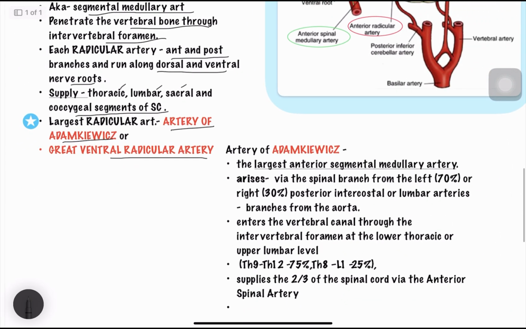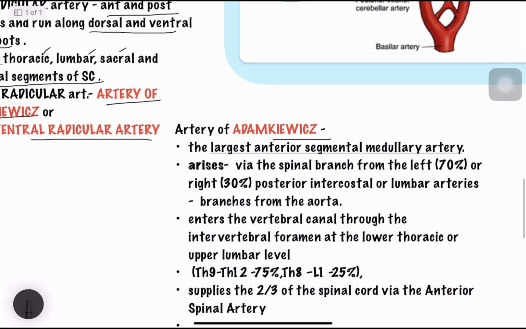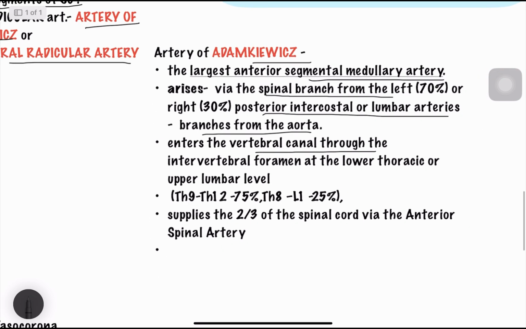Generally the Adamkiewicz artery is the largest segmental medullary artery, and in most people it arises from the left or the right spinal artery. In 30% of the population it could arise from the posterior intercostal or the lumbar arteries from the aorta, and it enters the vertebral canal through the intervertebral foramina from the lower thoracic or the upper lumbar level, which is generally T9 to T12 in most cases, and in some people it could be thoracic 8 to lumbar 1. So this supplies the posterior 2/3 of the spinal cord via the anterior spinal artery.